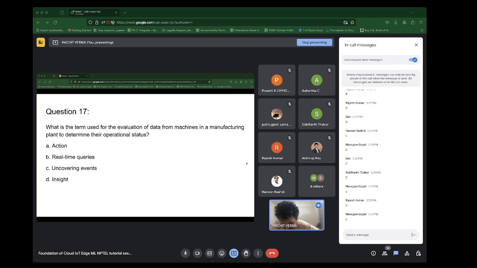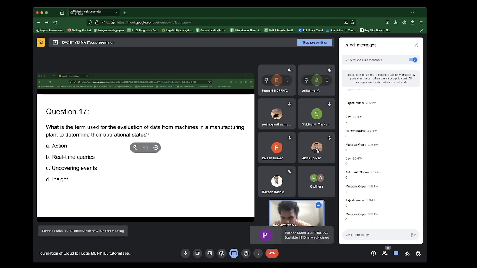That would be the most precise answer. Uncovering events is also a process of deriving insights, but that is only a process, and A and B have nothing directly to do with insights. Real-time queries may be used to generate insights, and action is what you would perform after you gain an insight into something.